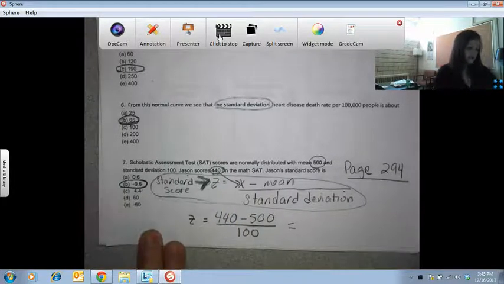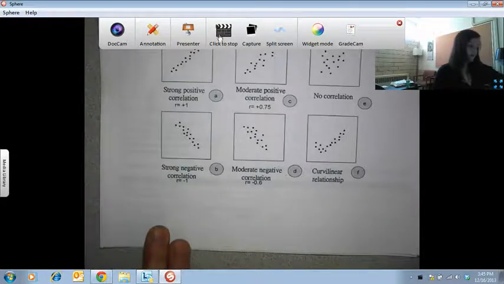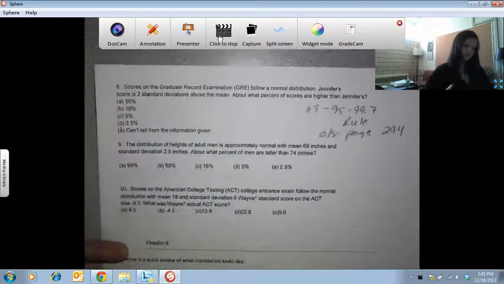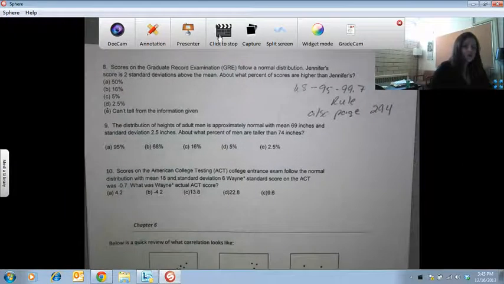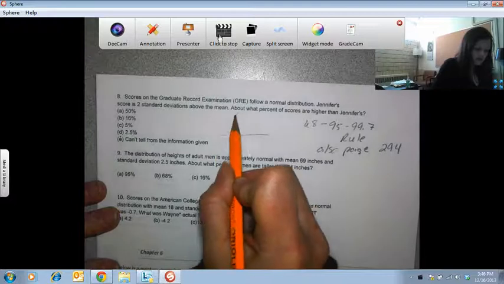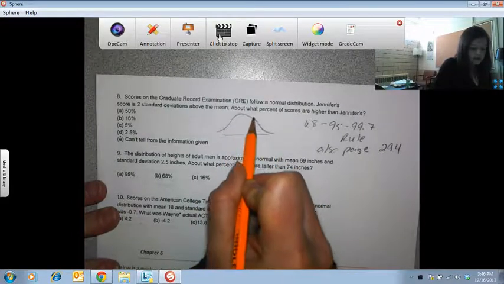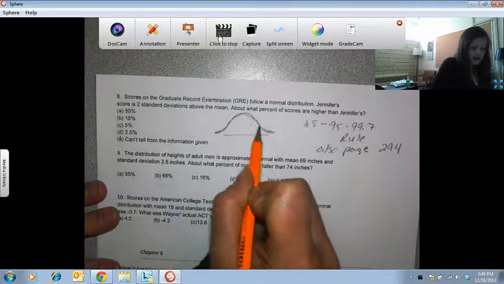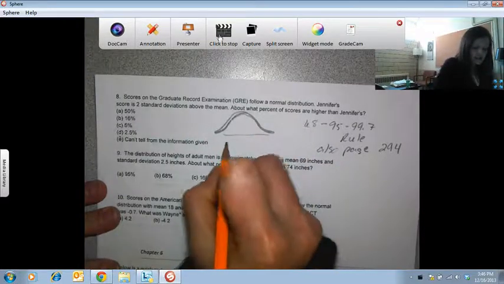All right, still on Chapter 5. Scores on the Graduate Record Examination, the GRE, follow a normal distribution. Jennifer's score is 2 standard deviations above the mean. About what percent of scores are higher than Jennifer's? So we need to remember from a curve, a normal curve, one of the cool things about using it is that the area underneath is always equal to 100%.